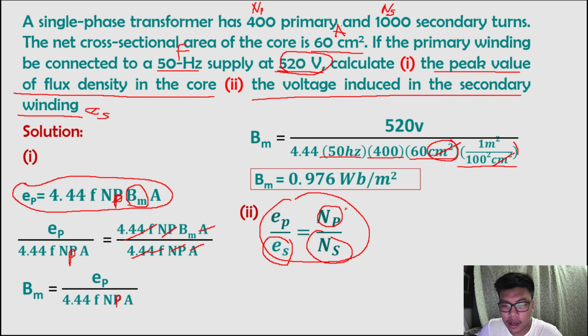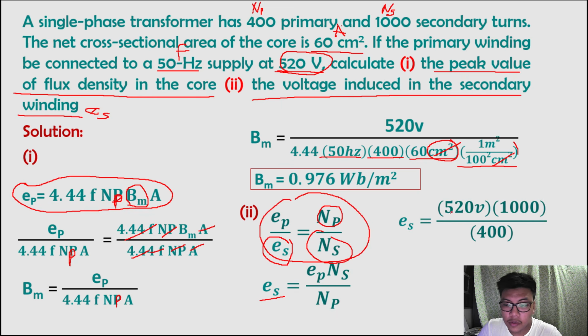Then cross multiply, di ba? Binaliktad lang natin yung S, yung mga secondary component na punta sa taas. Then dito merong E sub P, kinross multiply lang natin, di ba? So ito yung kinalabasan. Then we substitute. So we have now, E sub P natin is 520 pa rin.